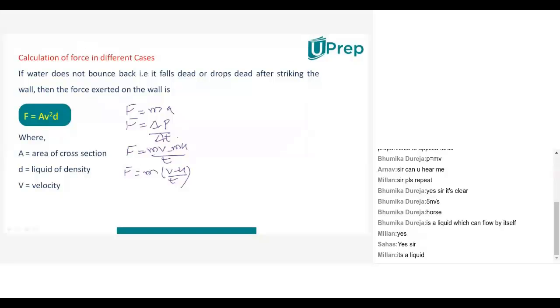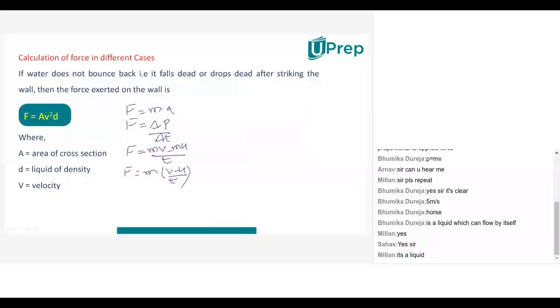So fluid means the substances which have the property of flowing. Sir, but gases also flow. Very good. So gases also will flow from one point to another point. That's why fluids means what? Liquids and gases. But here particularly you are going to learn about calculation of force for a liquid only. Okay.